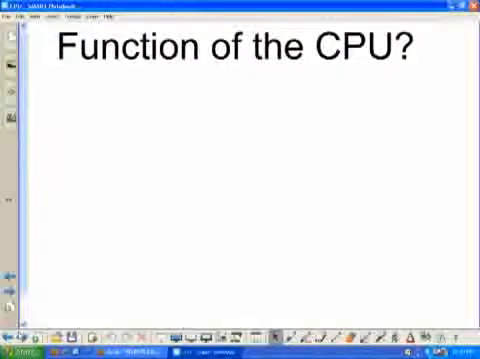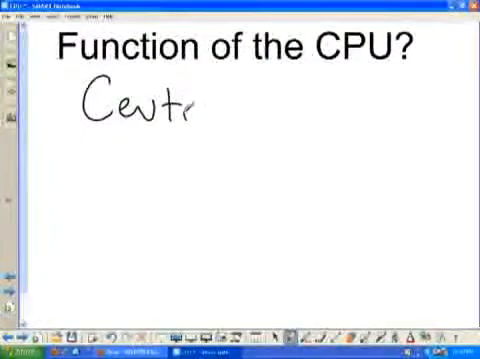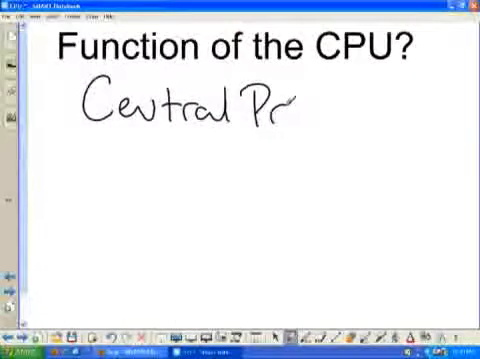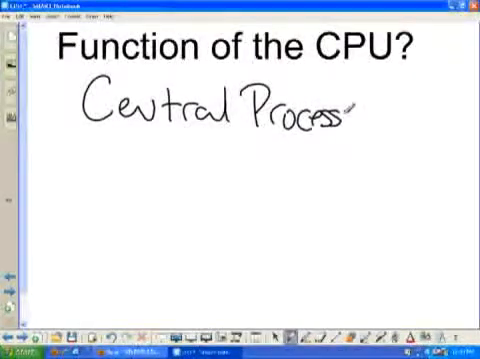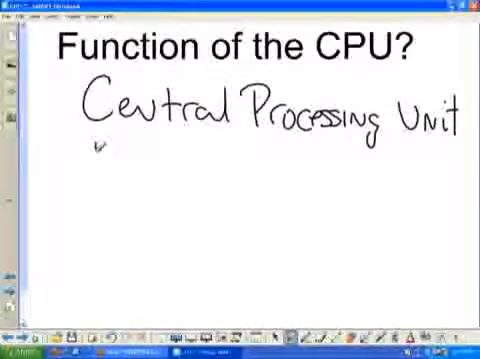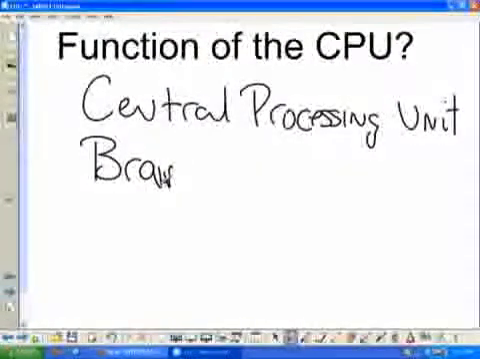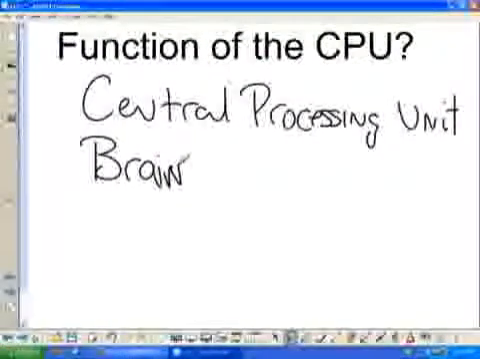We're going to talk about the manufacturers, types, and how they're rated. First of all, what's the function of the CPU? It processes information. It stands for central processing unit. Well, what is it? If it was part of our body, it would be the brain. Okay, it's the brains of the computer.